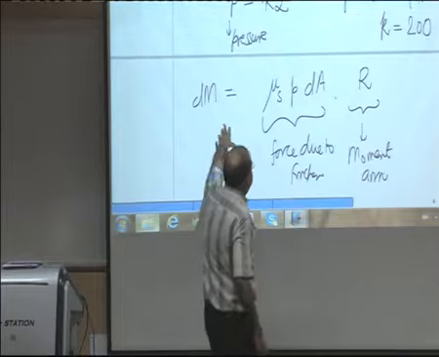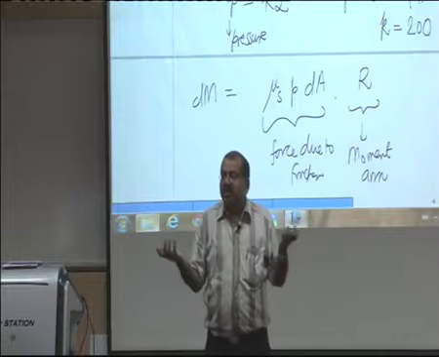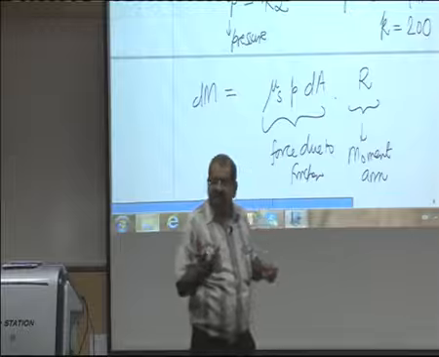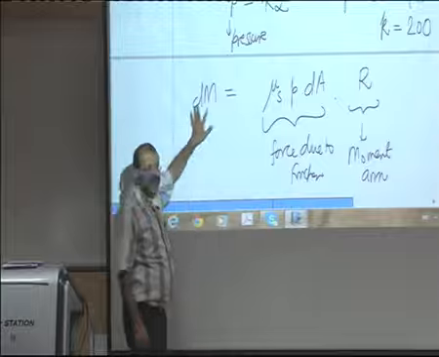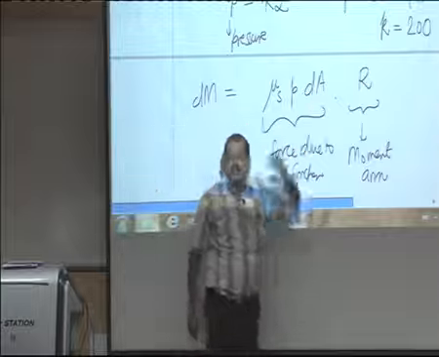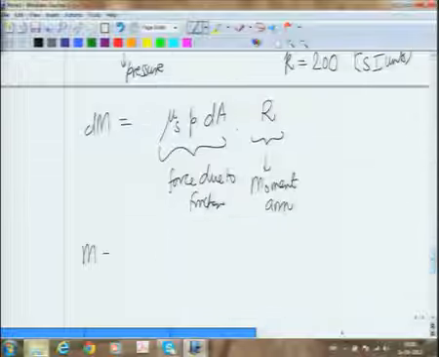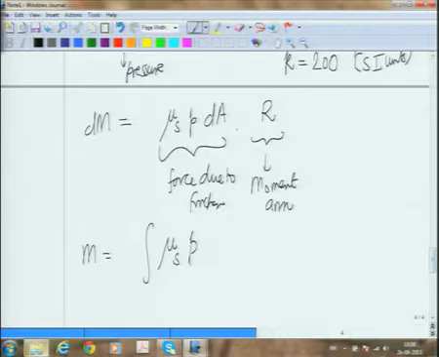Now you realize, as opposed to the previous problem, r is constant, because everywhere it is at the same r. Now you are not integrating with respect to r, you are integrating with respect to z and theta. So the moment which I will get on this ring, dM, will be equal to mu s into p into dA into r. Once I have all this, actually it is quite straightforward. So M will be equal to the integral of mu s into p into dA, where dA I have already written as 2 pi r dz, into r.